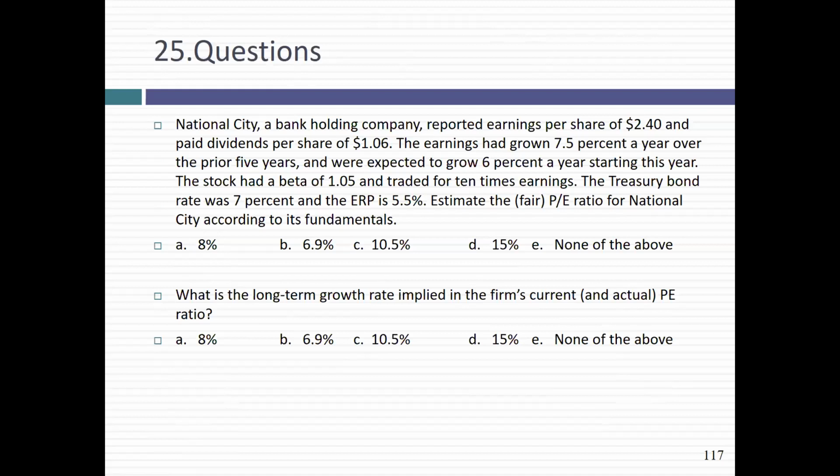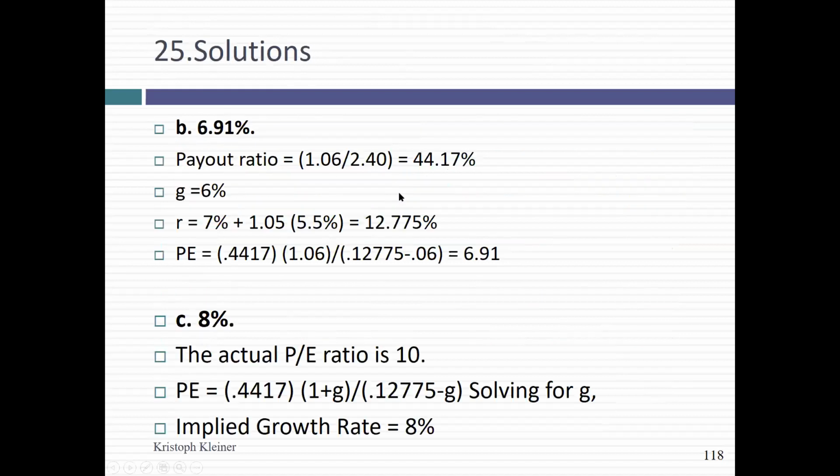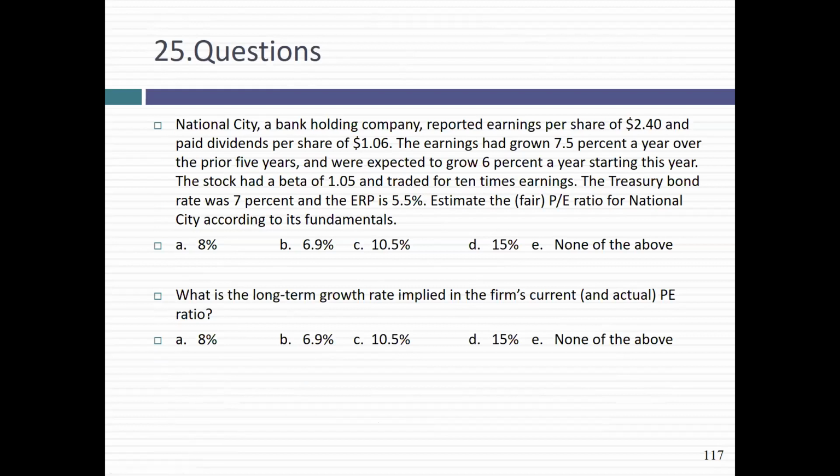Next, the second question is, what is the long-term growth rate implied in the firm's current and actual PE ratio? So what this is saying is, what is the growth rate implied by the actual PE ratio, which we estimated as 10? And we're able to get 10 because, as you can see here, the stock traded for 10 times earnings. So if you plug in the formula that we just used and solve for G, where the actual PE ratio is 10, you're going to back out an implied growth rate. And that implied growth rate is going to be 6%.